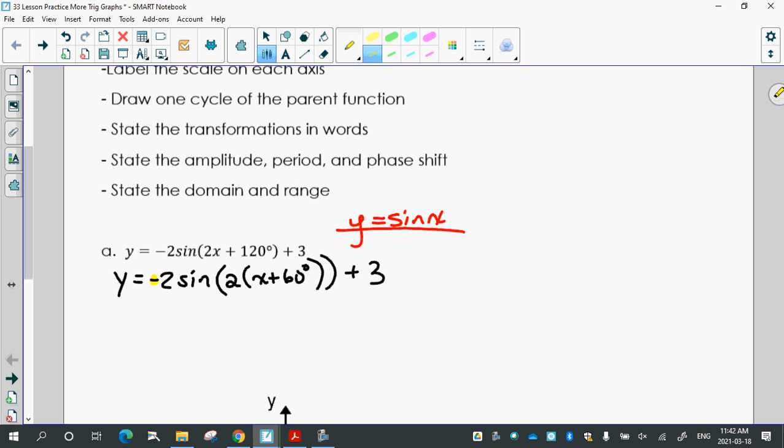So the negative sign is 1, the 2 is vertical, and the positive 3 is vertical. And then the 2 in the brackets is horizontal, and the positive 60 degrees. And then I would write them out. I always write them out from left to right. So I would start with vertical reflection.